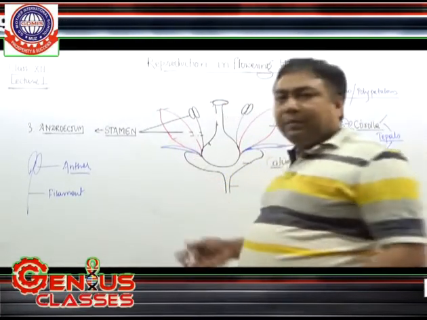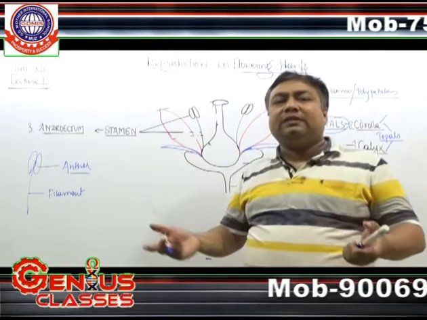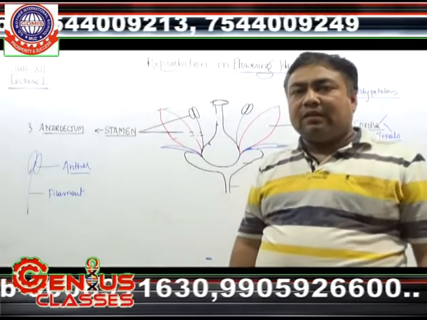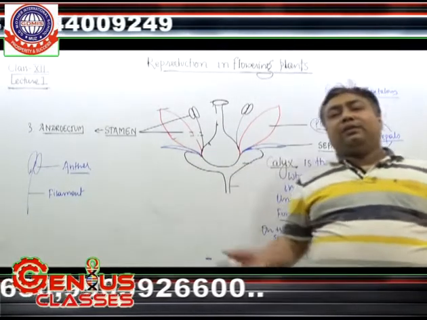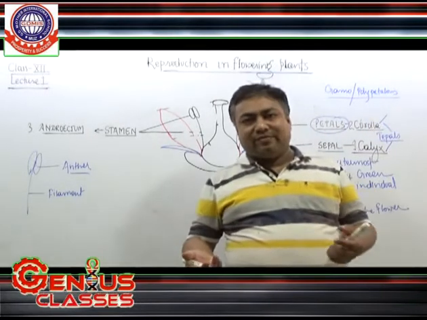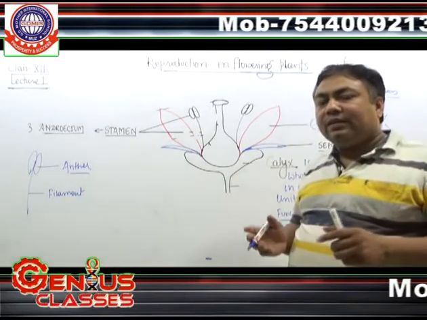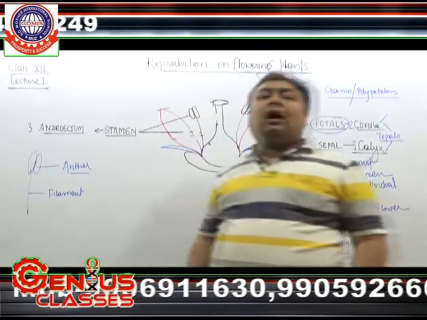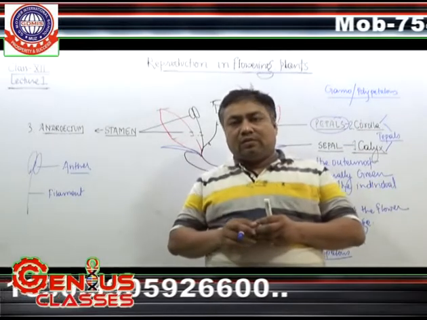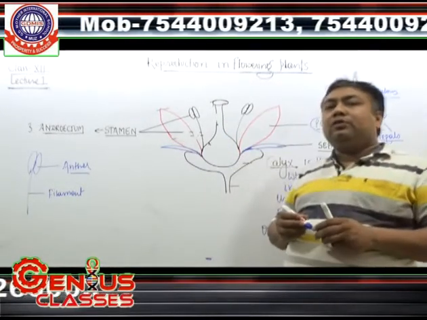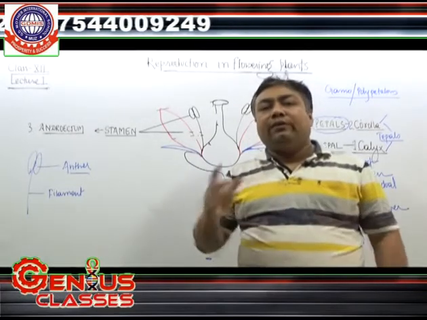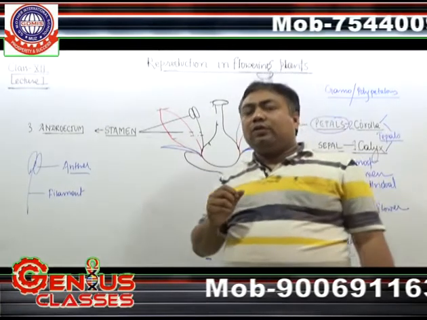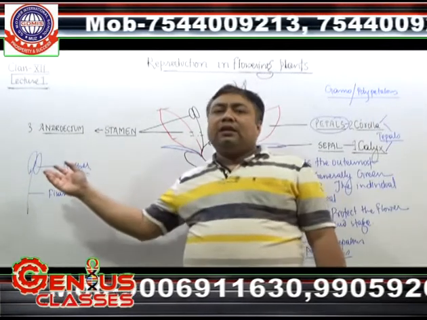So a flower may have 2, 3, 4, 5, 6, 10 and more stamens. When the number goes beyond 10, we say it is infinite. The number of stamens is infinite. So, how is it male whorl? It is male whorl because male gametes, pollen grains or microspores are produced inside anther.